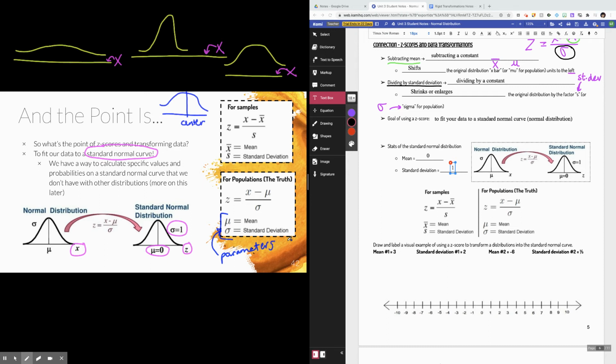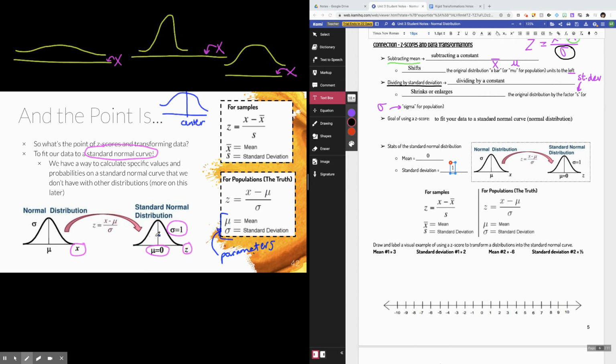Because they're talking about the truth, right? It's the true average, the true standard deviation for the entire population. That would be when we're able to do a census and gather information from every member of the population to get the actual true average and the actual true standard deviation. Because those are true values, they're parameters, and we represent them with these Greek letters, the mean and standard deviation.